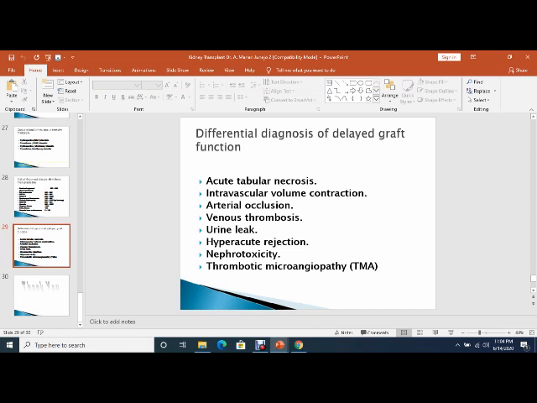which comprises hemolytic uremic syndrome and TTP. So this is all about renal transplantation.